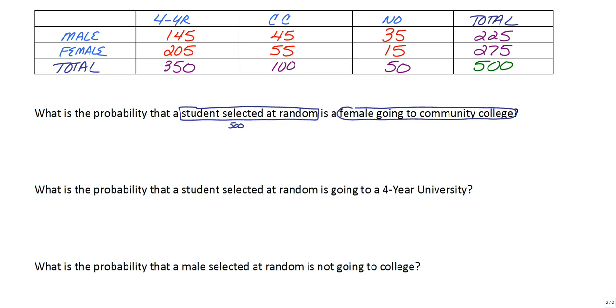And a female going to a community college is 55. Okay, so remember the probability is female and community college all over the total number of students. So that would be 55 over 500. That would simplify to 11 over 100, which we know is 0.11 or 11%. Okay? So that is what we're going to do again.